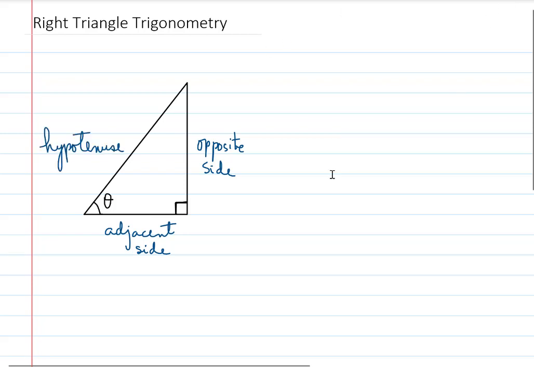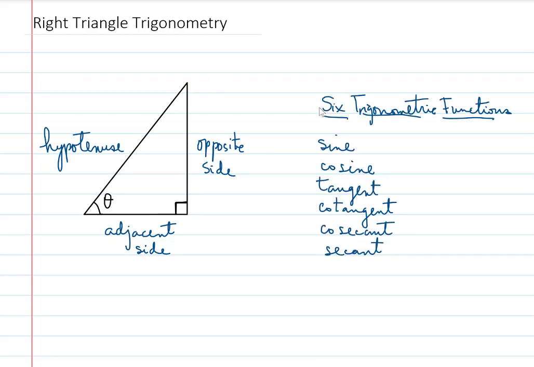So here we have our right triangle with our angle theta and the corresponding sides with respect to this theta. If we were looking at the other acute angle, these two would switch, right? This will no longer be opposite, this one will be opposite, and the adjacent will be the other, and vice versa.